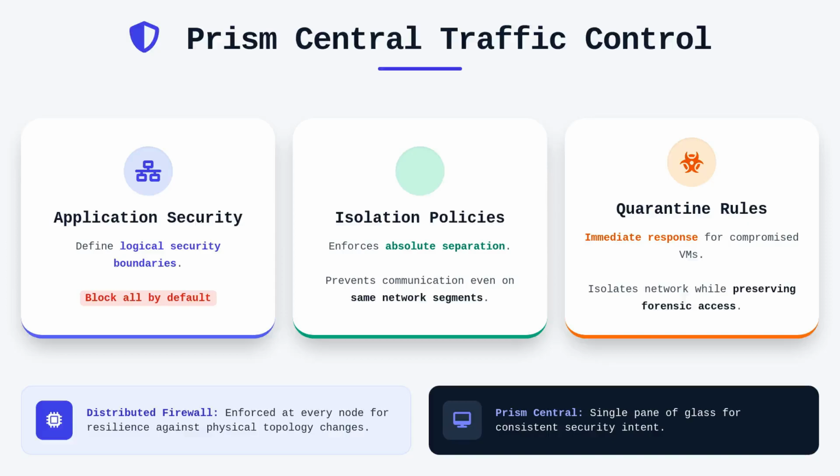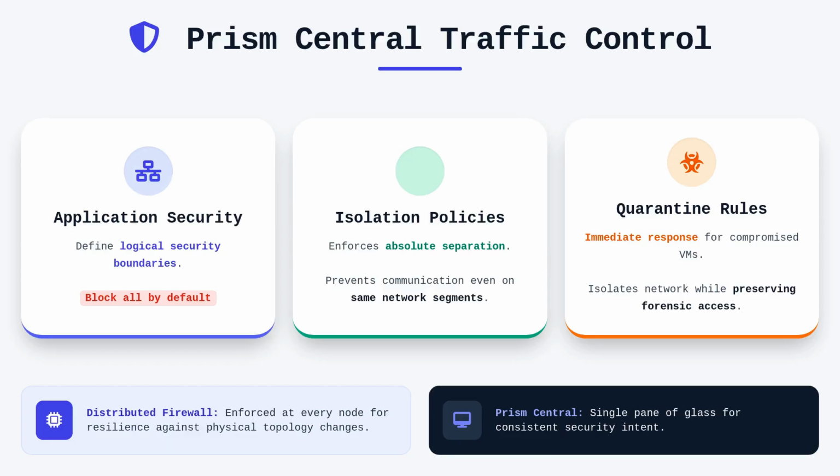Application security policies, isolation policies, and quarantine rules represent the three primary constructs you will utilize within Prism Central to control traffic. Application security policies allow you to define a logical security boundary around a specific set of workloads, permitting only authorized traffic while blocking everything else by default. If you need to ensure that two environments never communicate, even if they share the same underlying network segment, you would deploy an isolation policy to enforce that separation.